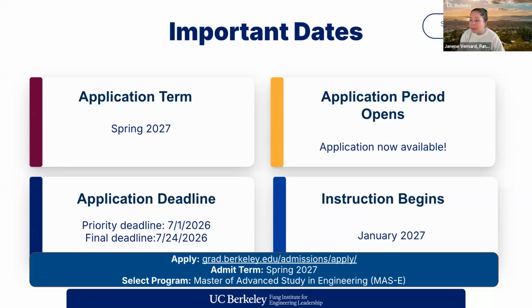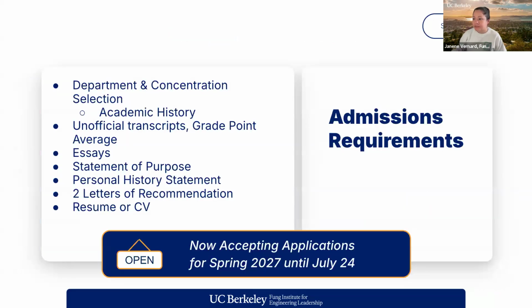You can go ahead and apply through the grad.berkeley.edu admissions URL. The admit term is spring 2027, and please select the program Master of Advanced Study in Engineering, aka Mass E. So let's go through our admissions requirements. You will need to make sure that you select the department and select a concentration.